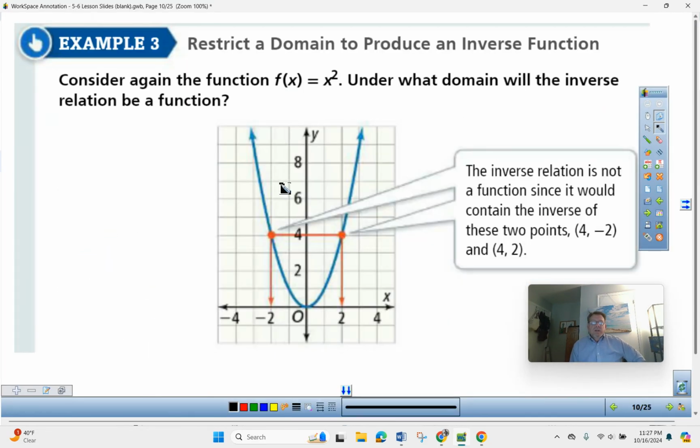Okay, so we're saying here, this is all good. Consider again the original parent function here with a domain. Under what domain will the inverse relation be a function? So remember that horizontal line test? What do I need to do in order for this not to happen anymore? Okay, so it's fine. I don't care about that. But if I turn it sideways, and that's something you can do, you can almost just turn it sideways and take a look at it and see if it passes the vertical line test. So that's not going to happen.